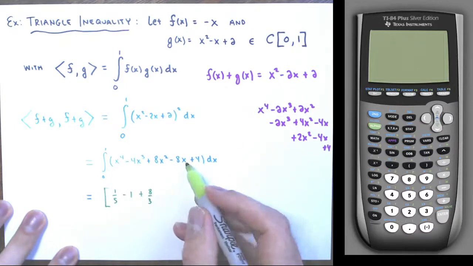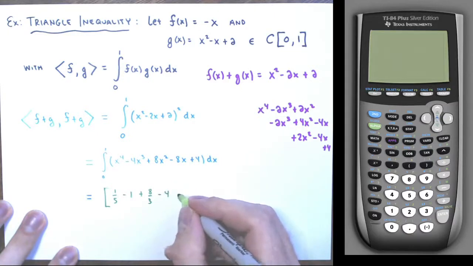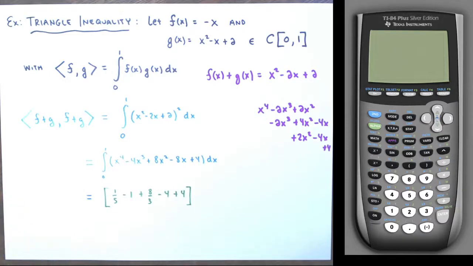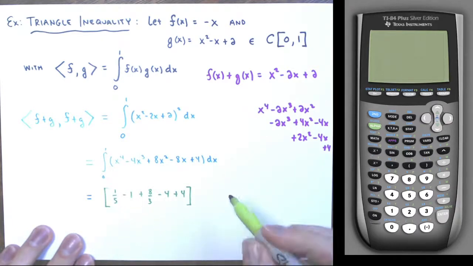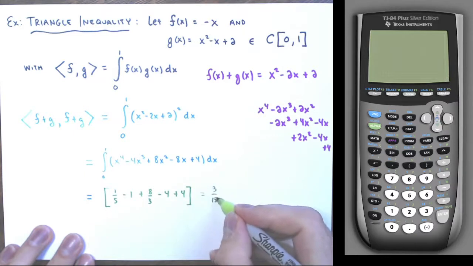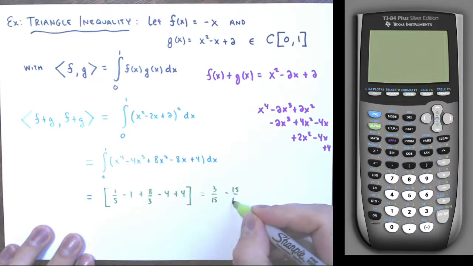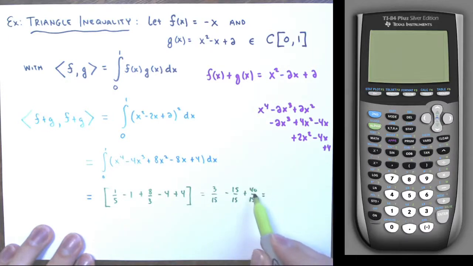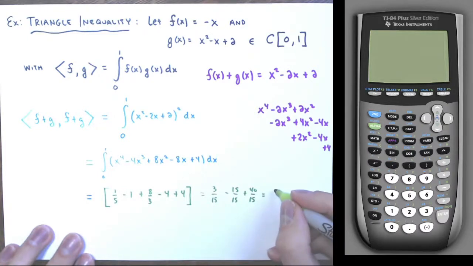Then 4 plus minus 4 plus 4. Right, and that's all. That's what I would get. Now the minus 4 plus 4 is gone. You can get some 15ths in here. Right, this would be 3/15 minus 15/15 plus 40/15. So we're getting 25 there, plus 3, 28/15.